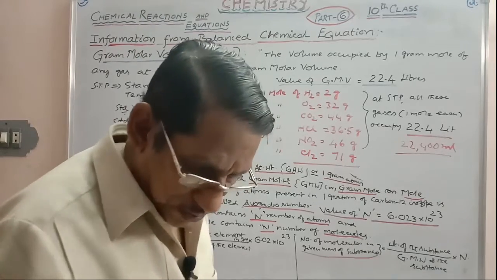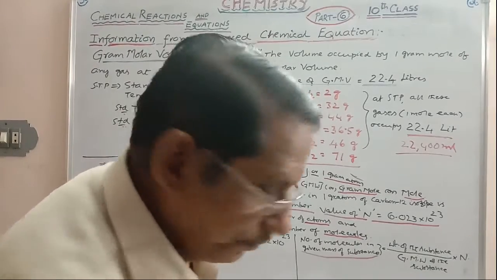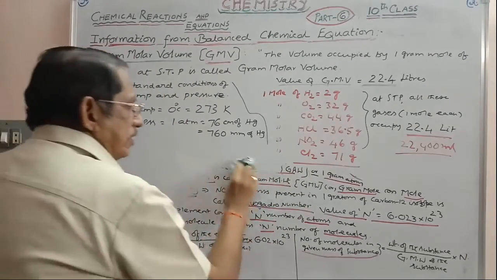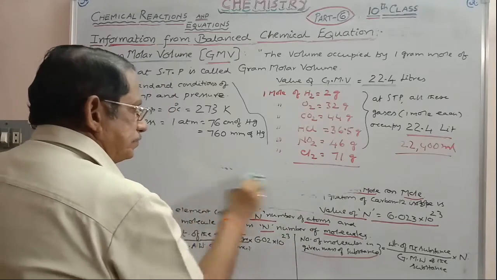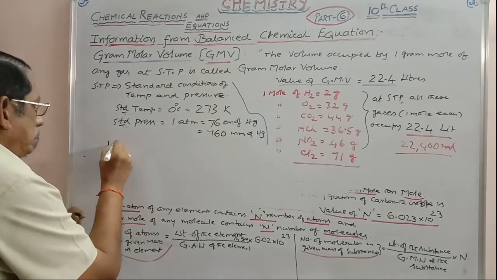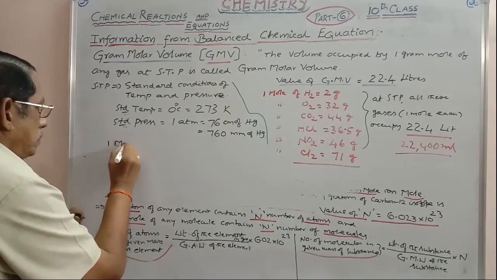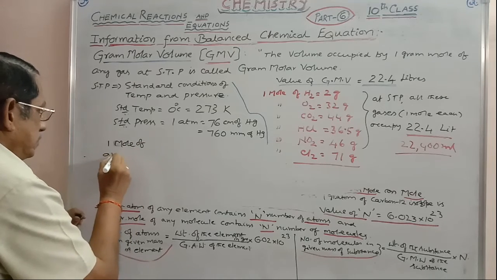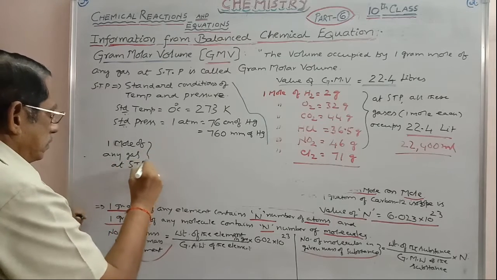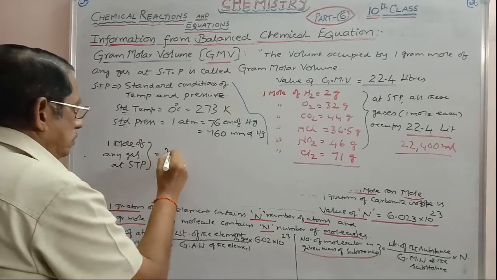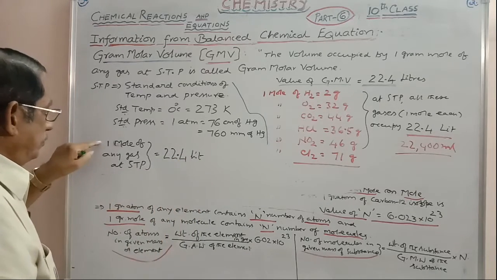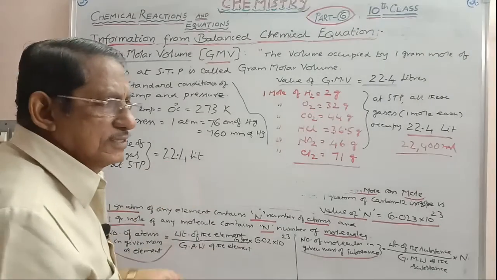And here one more factor you have to recognize. What is that factor? Here I am taking one more consideration. One gram mole or 1 mole of any gas at STP is equal to 22.4 liters. 1 mole of any gas, 1 mole of any substance, contains a fixed number.